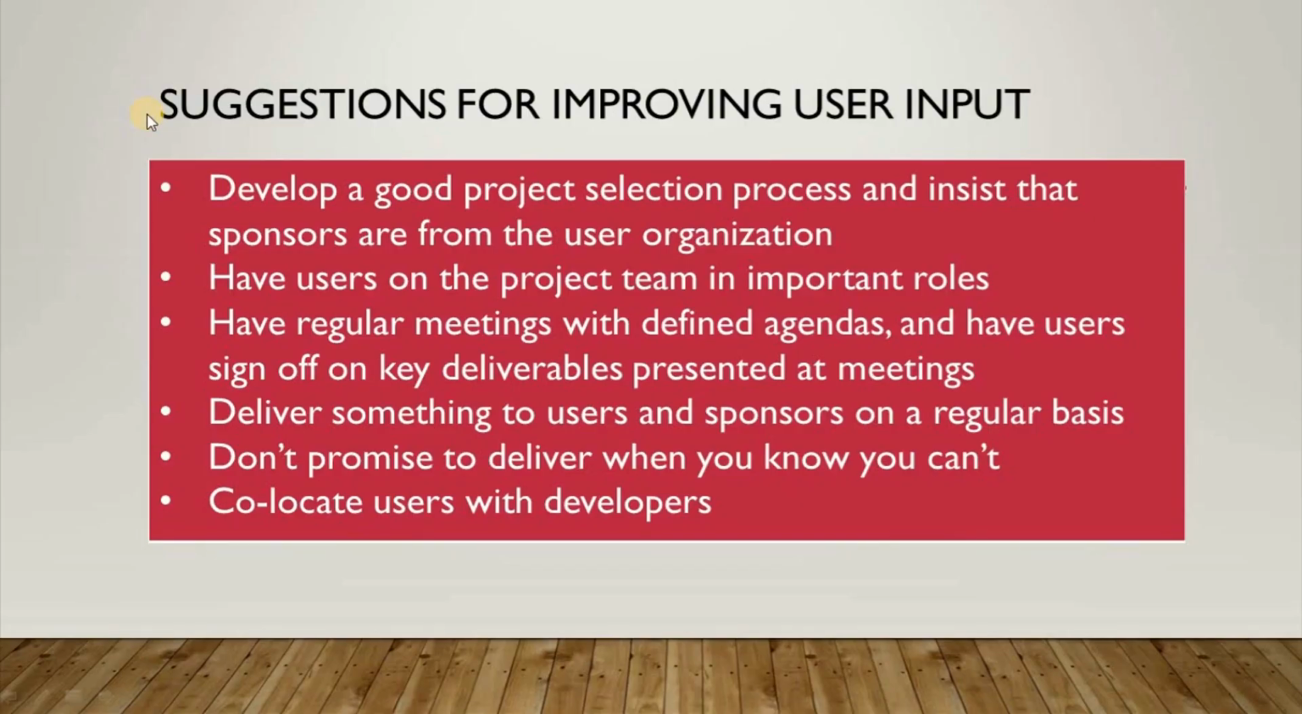Suggestions for improving user input. Develop a good project selection process and insist that the sponsors are from the user organization. Have users on the project team in important roles. Have regular meetings with defined agendas and have users sign off on key deliverables presented at meetings. Deliver something to users and sponsor on a regular basis. Don't promise to deliver when you know you can't. And collocate users with developers.